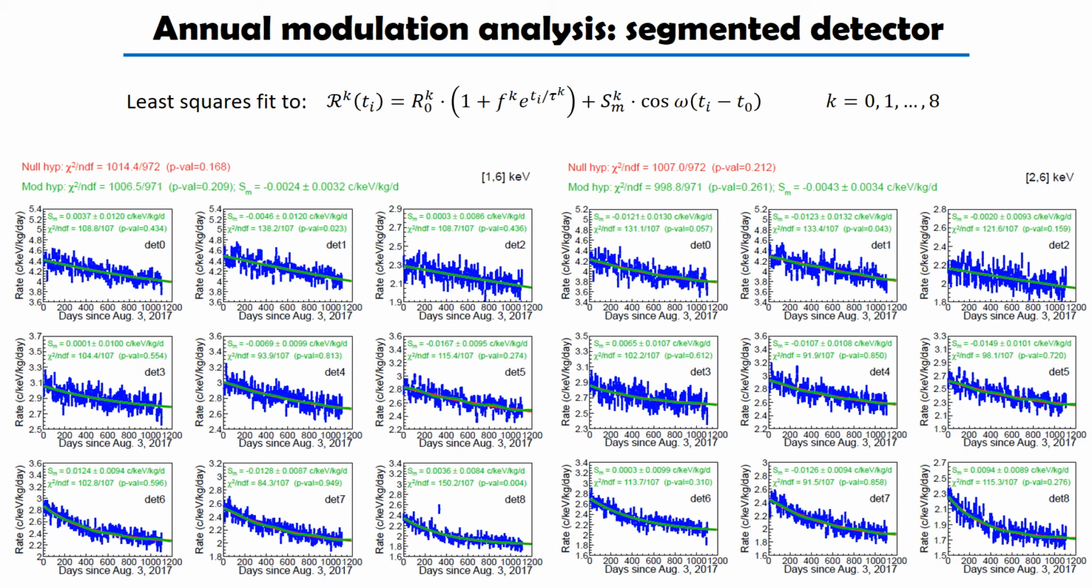Using this equation to model the rate of events of each detector separately, results consistent with absence of modulation at approximately 1 sigma are also obtained. The standard deviation of the modulation amplitude results to be 0.0032 counts per keV kilogram and day in 1 to 6 keV and 0.0034 counts per keV kilogram and day from 2 to 6 keV.